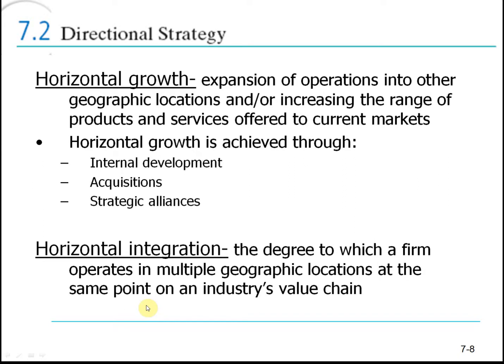Horizontal growth. This refers to the expansion of a company into other types of companies that are similar. So let's use a restaurant as an example. You own a restaurant, and maybe it's an Italian restaurant, and you decide that you want to grow. You're going to grow by opening up additional restaurants. So you're going to grow horizontally.